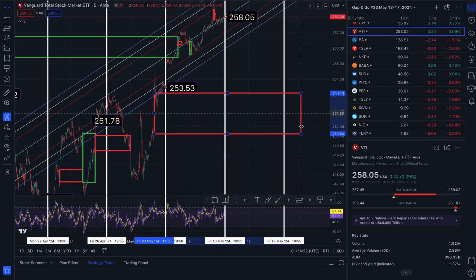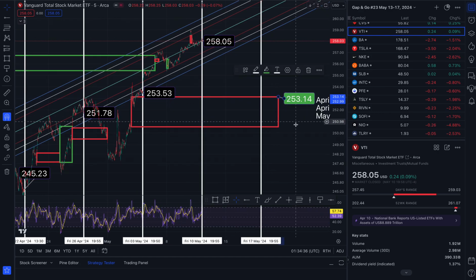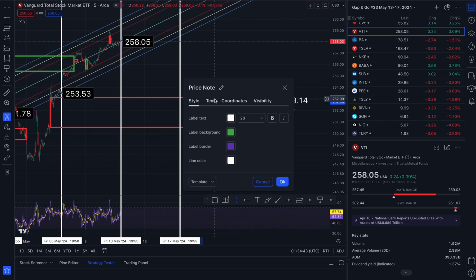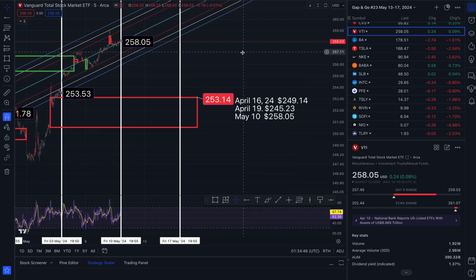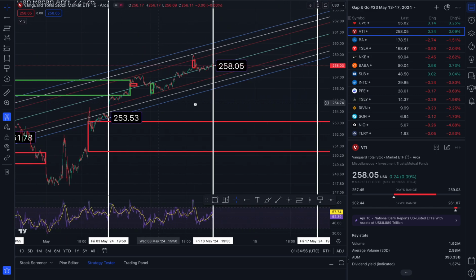Fortunately, we are going farther away from it, but if you're looking for an entry point and you're patient, this will take us down to roughly 253.14. Closing out at 250.54. Let's see what else we can see.